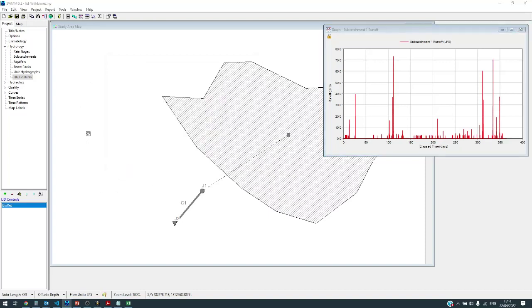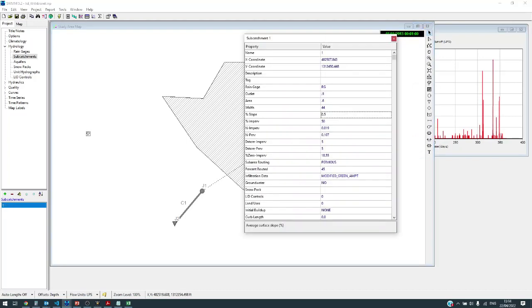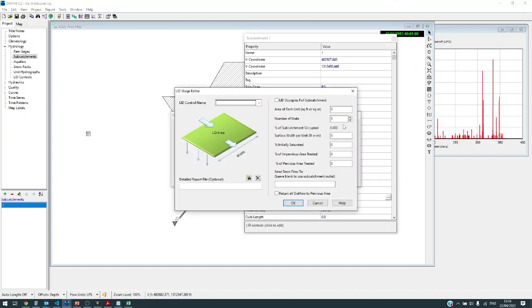So then we need to go to the catchment and start defining these units within the catchment. LID controls are not there at the moment, so add one, and the type is bioretention. And let's say that we are going to have about 200 square meters, one unit, so that means 200. So about 3% of the catchment is covered. Rather large system here.